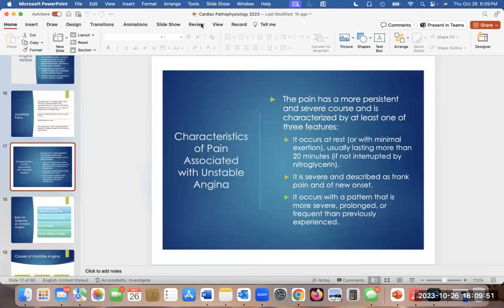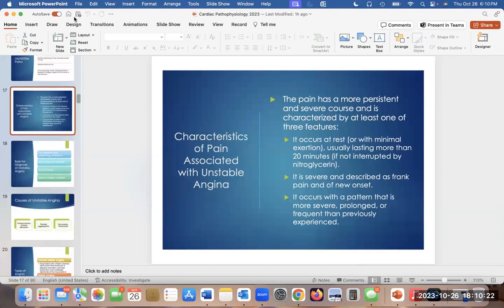characteristics of pain, right? Pain can be more persistent or severe depending on what's going on. So we're trying to see, is it occurring at rest? Is it not occurring at rest? Is it happening because of something? Is it lasting for a long period of time and it's not being helped by nitroglycerin? Then we know that we're going into this unstable angina. All of this stuff that I've been saying is pretty much being repeated here.